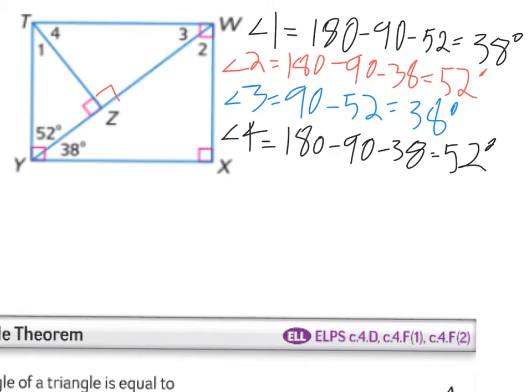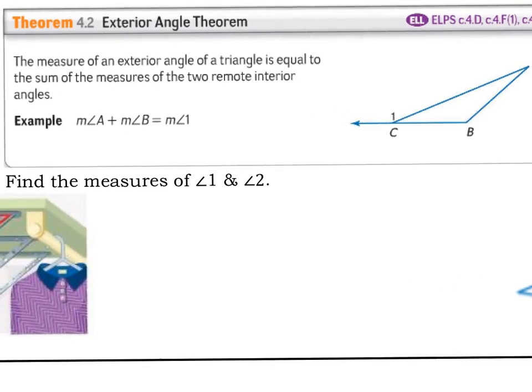So that just kind of further proves my point that this is definitely a right angle right here. But that being said, we just figured out all the missing angles on this one. So let's turn our attention to the exterior angle theorem.